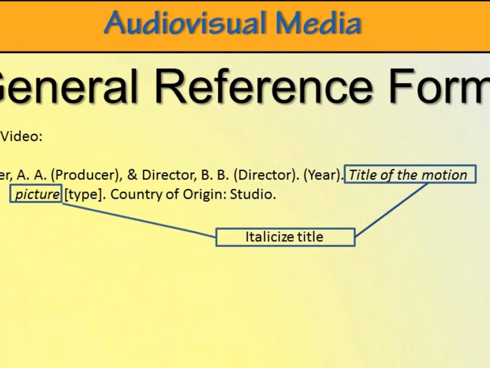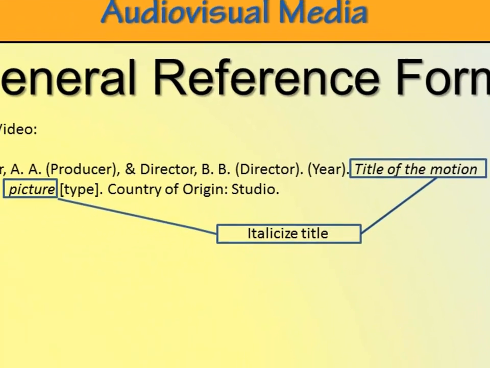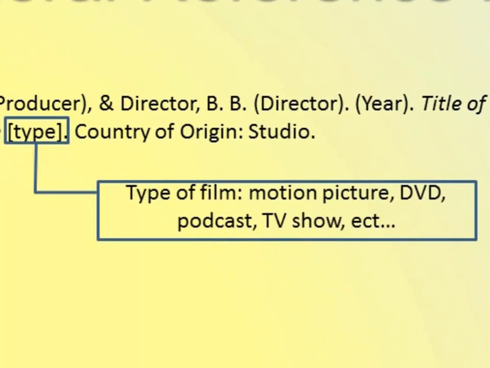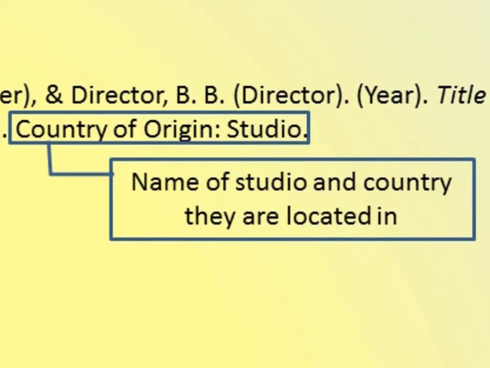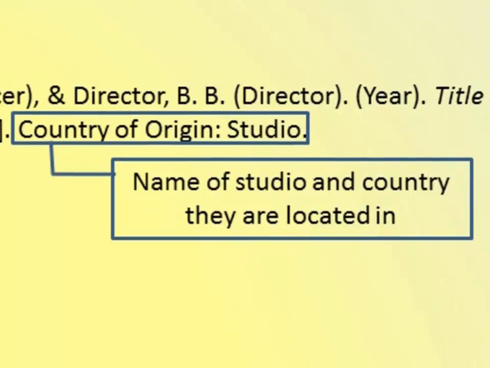Then you have the title of the motion picture italicized. And then here you have the type. Now if it's a motion picture, a DVD, podcast, TV show, etc., this is where you would list it, right here, so they know what type of video this was. And then you need to have the country of origin, and then the name of the studio that produced the video.